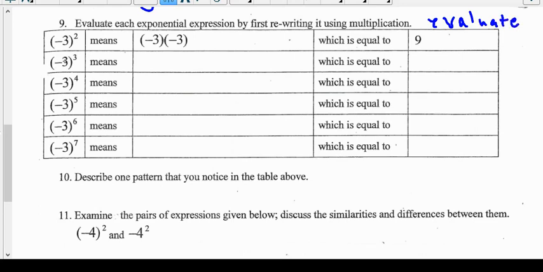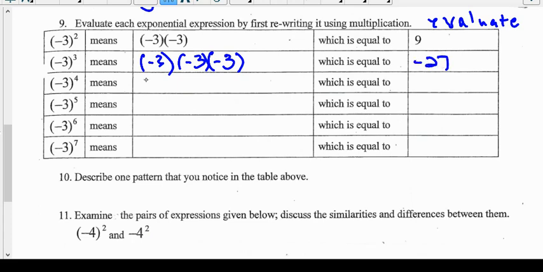Okay, so negative 3 to the 3rd means negative 3. Oh my God, I can't believe I'm getting this wrong. Sorry guys, let me get back to it. Stay with me. Negative 3 times negative 3, times negative 3, which is equal to negative 27.